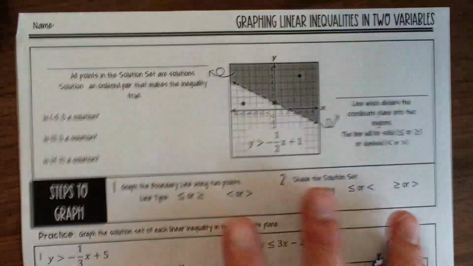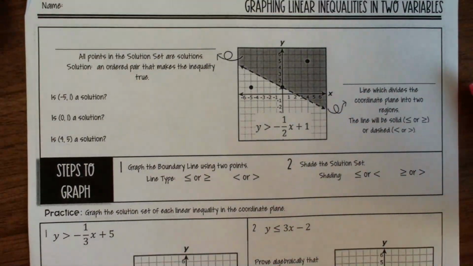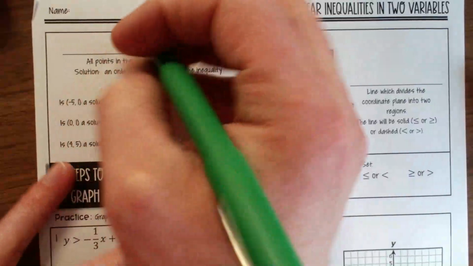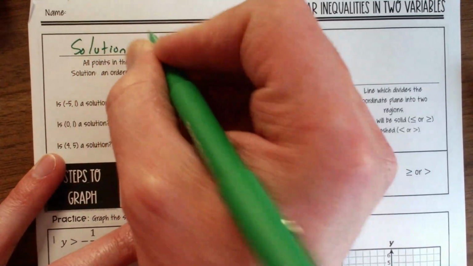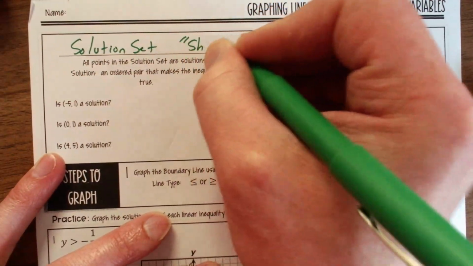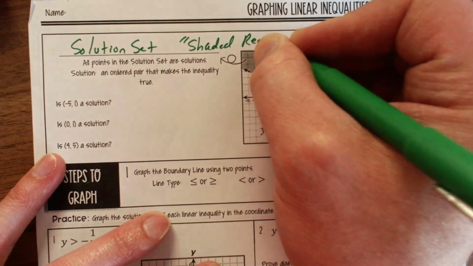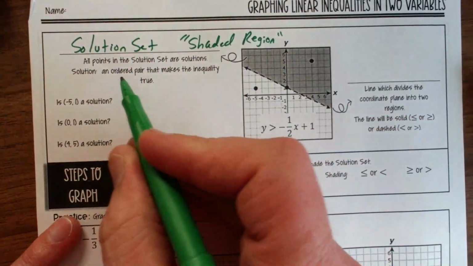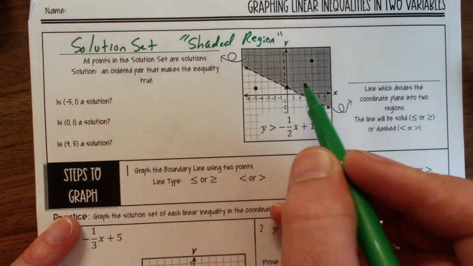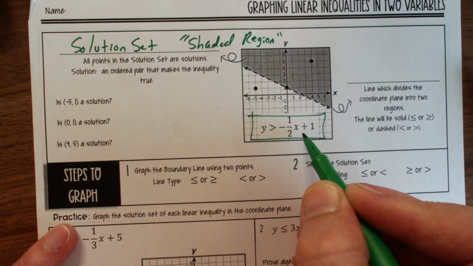Okay, today's notes are on graphing linear inequalities with two variables. So the first thing you need to know is that this shaded area up here is our solution set, often referred to just as that, this shaded region or area. So all points in the solution set are solutions. Solutions are an ordered pair that make the inequality true. So here's our inequality: y is greater than negative 1/2 x plus 1.